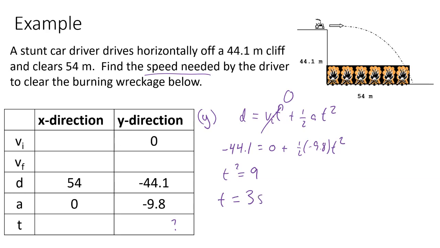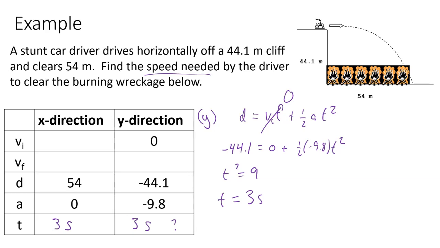Okay, so that thing is going to fly for 3 seconds, which is totally determined by how high above the ground we are. So we analyze our motion in the y direction, and we find that that thing is going to be in the air for 3 seconds.